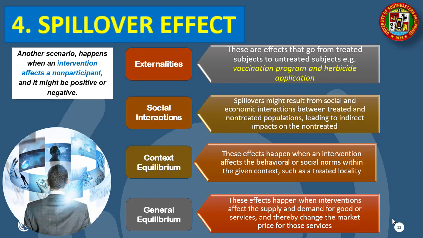These effects happen when an intervention affects the supply and demand for goods or services and thereby changes the market price for those services. For example, a program that gives poor women vouchers to use private facilities for childbirth might suddenly increase the demand for services at private facilities and thereby increase the price of the services for everyone else.